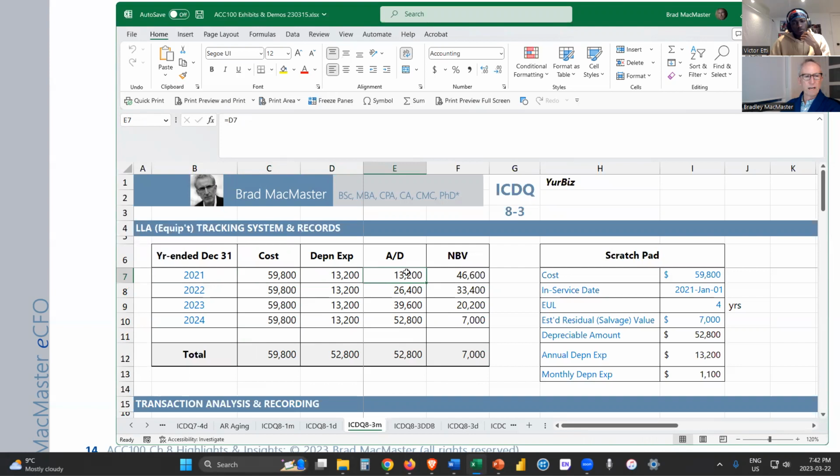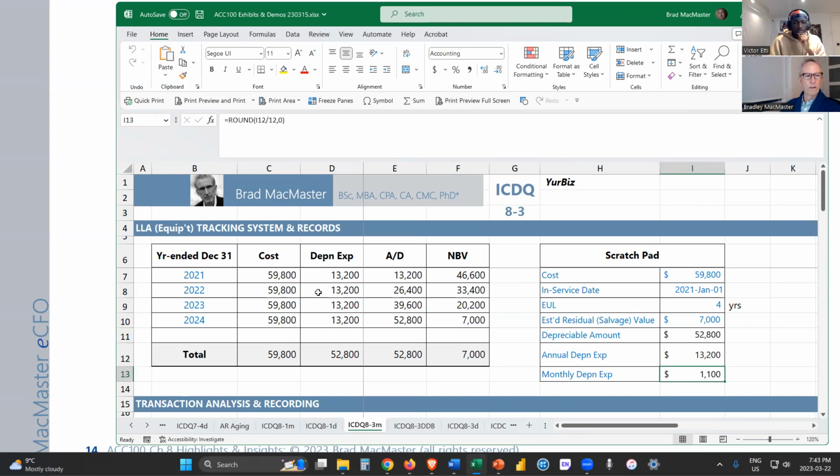So after 1 year, the balance in the accumulated depreciation account is 13.2. After 2 years, we add 2 years together. Okay. So as the accumulated depreciation account is growing, we can subtract it from the cost to determine the asset's net book value. So this schedule is created from some of the input data that's in the question. So this was question 8.3. And the input data included the cost, the date we put the equipment into service, the estimated useful life, and the residual value.